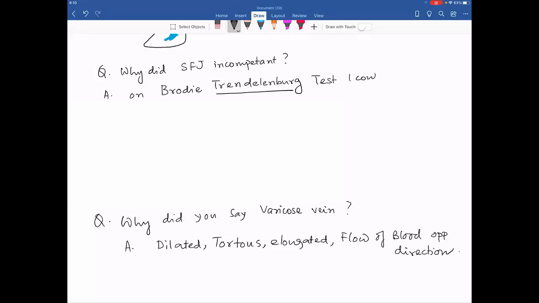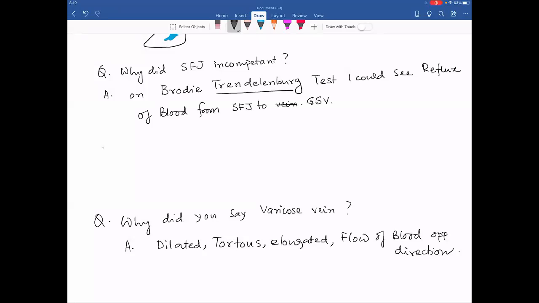I could see reflux of blood from SFJ to the vein. Oh, by the way, which vein? Great saphenous vein.